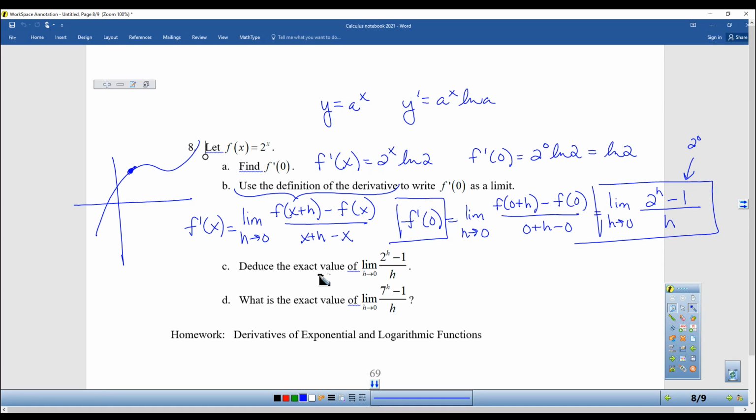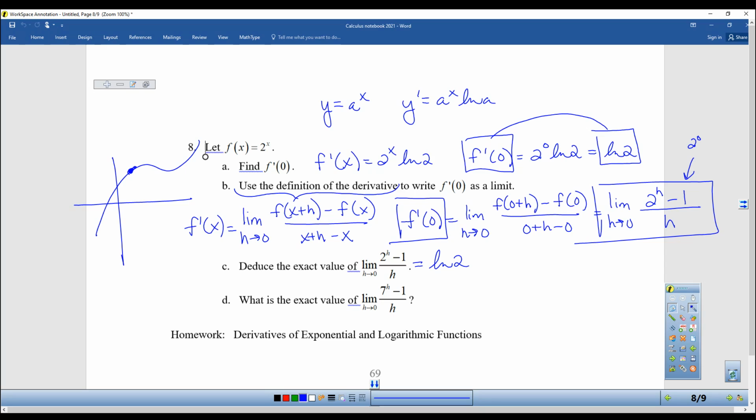So now it says deduce the exact value of this limit. That's what we did up here. Remember, we already found f prime of 0. Using the rules of derivatives, we found out that it's equal to the natural log of 2, which means this limit is equal to the natural log of 2.